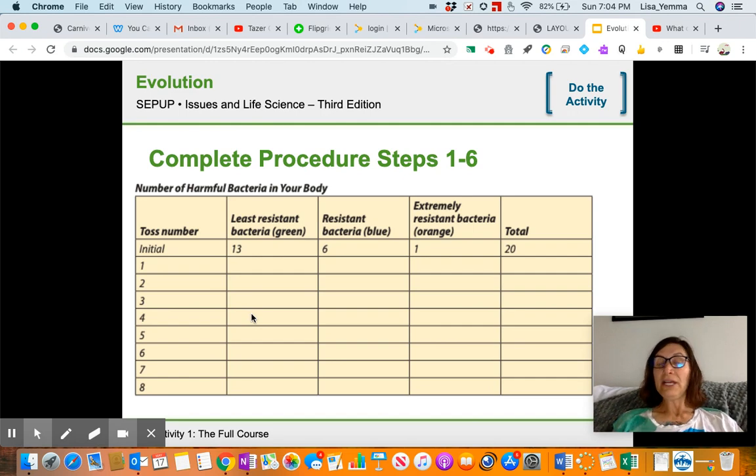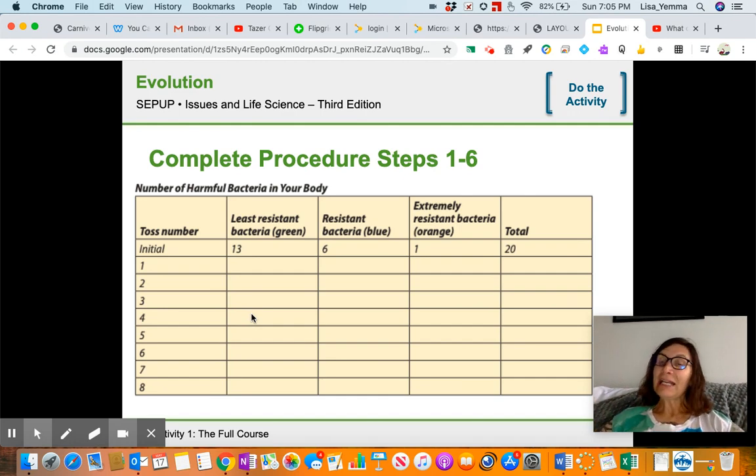pause the video, and in your science notebook, please make this data table with the toss number. The toss number is just 1 through 8. You'll have 8 days. The least resistant bacteria, we're going to start out with 13 green discs. Resistant bacteria will start out with 6 blue, extremely resistant 1 orange. And so in your body, you have 1 extremely resistant bacteria, not really causing a problem. Your body can handle it. You have a total of 20 bacteria in your body.